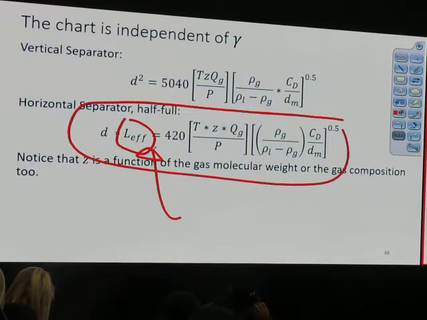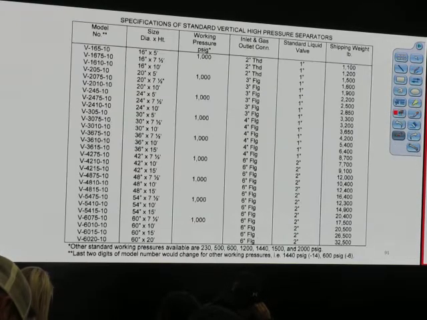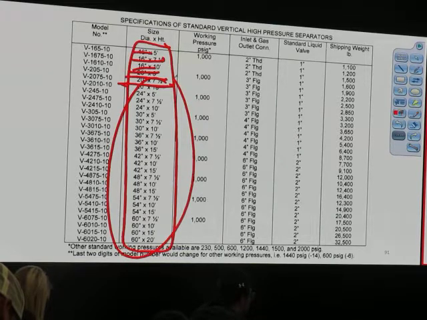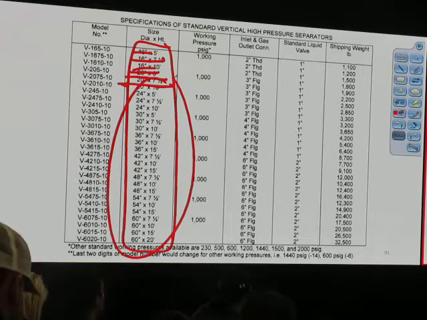So we can check right away. Maybe when we use one equation, for a vertical separator, we can tell right away which separator doesn't work. Anything that is below 22, right? This one doesn't work, doesn't work, doesn't work, doesn't work. So the rest could be fine, but it may be too much. Okay. And then we have to consider the liquid capacity.